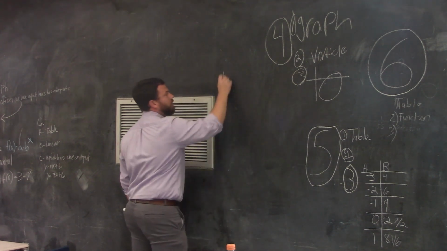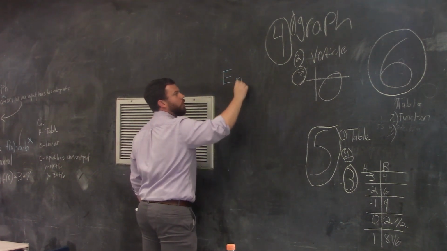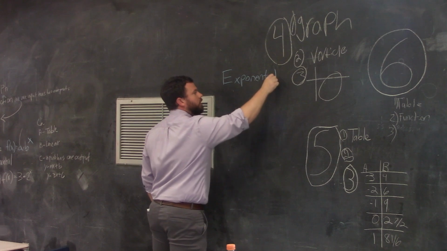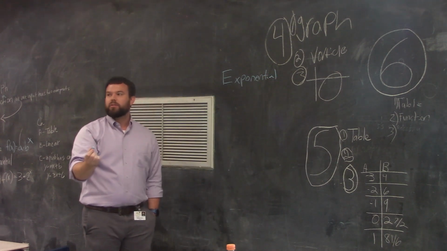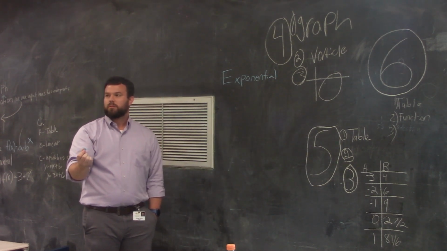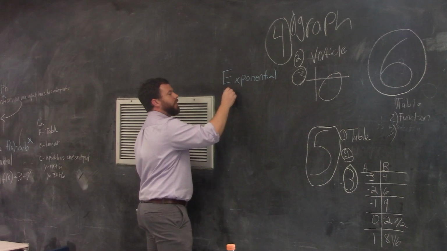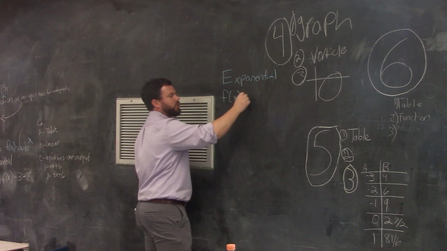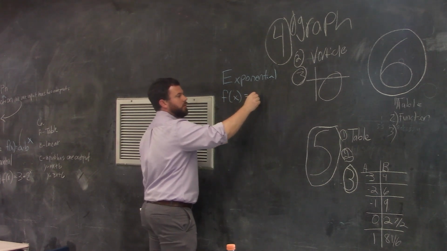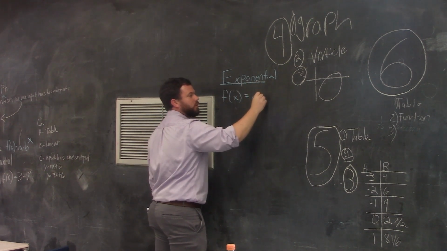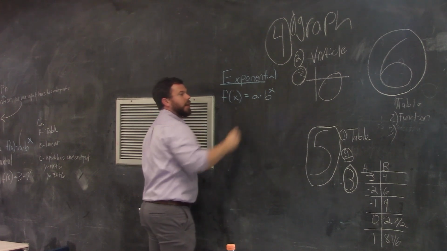Guys, here's the thing. If I know or can figure out that the function is exponential, what's the equation that I need to use? What's the equation? A times B. Be careful. F of x, right? A function equals A times B to the x. Remember, it's not M times X, it's A times B to the X.